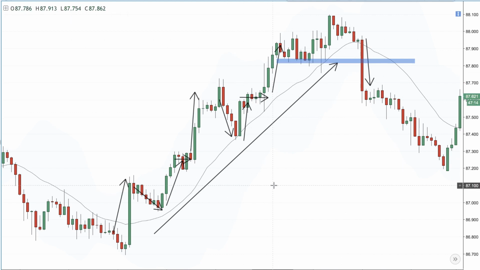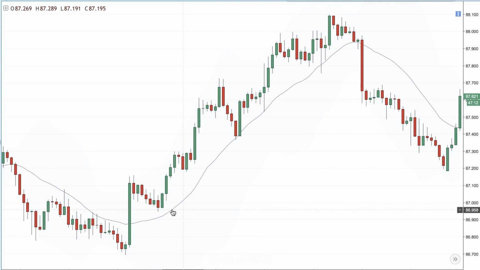So again, if you are a trend trader, let me get rid of this, then look for those momentum candles into the direction of the trend, because they confirm that the trend is on its way. The trend to the upside here is the main theme here, and the bears are not in control.